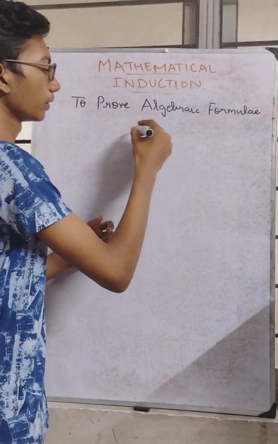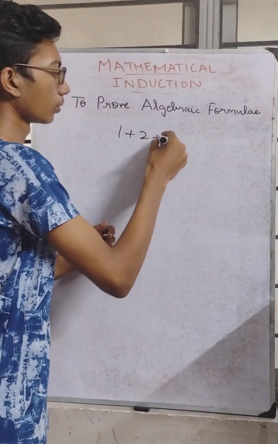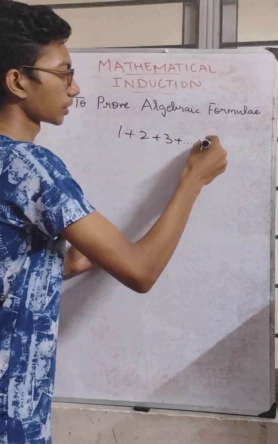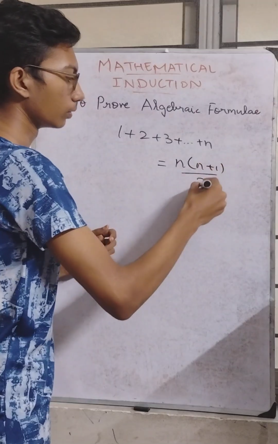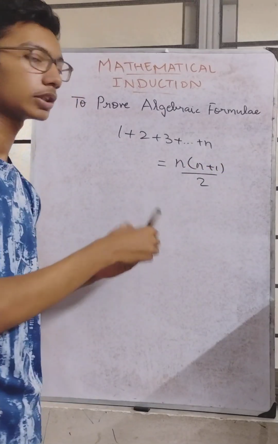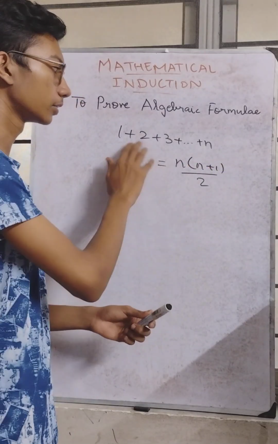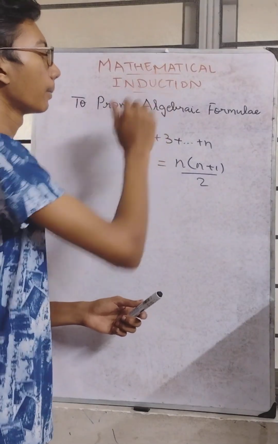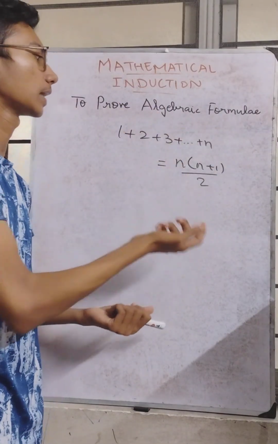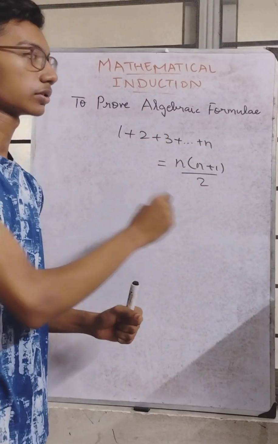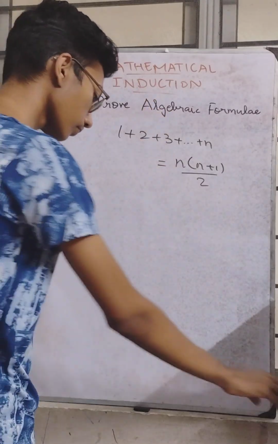Like for example, we will be seeing a formula like 1 plus 2 plus up to plus n terms. This will be equal to n of n plus 1 by 2. This is a formula, but how did we get this formula? We don't know. But this formula can be proved by mathematical induction. So any algebraic formula we can say can be proved by mathematical induction. So that's what we are going to see today.